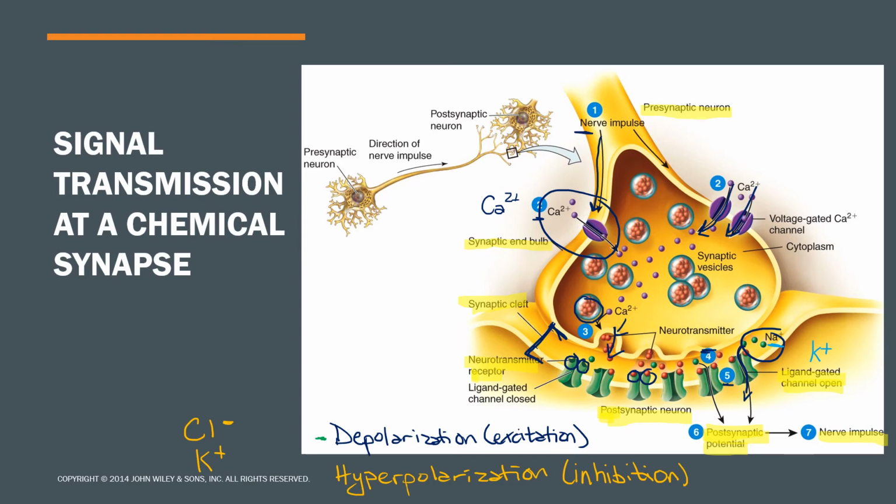One thing to note as well is that at most chemical synapses, you can only have one-way information transfer. So you're always going to have presynaptic to postsynaptic information traveling. You're never going to have it the other way. And that's at chemical synapses, not necessarily at electrical synapses.